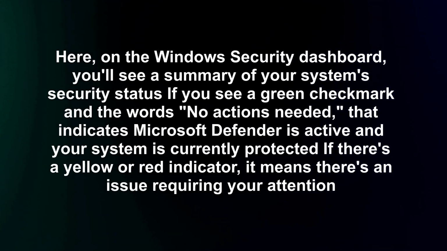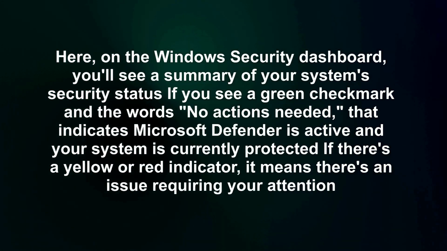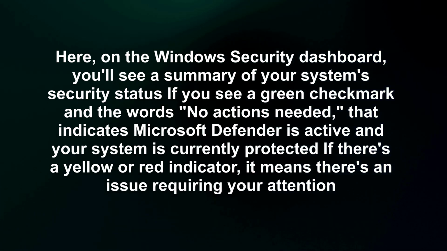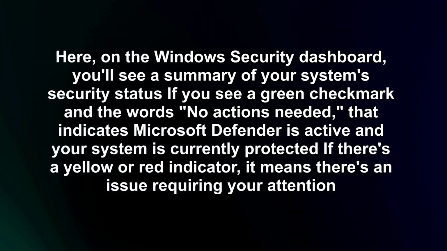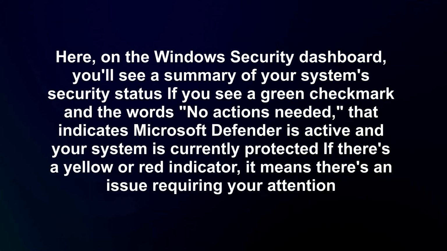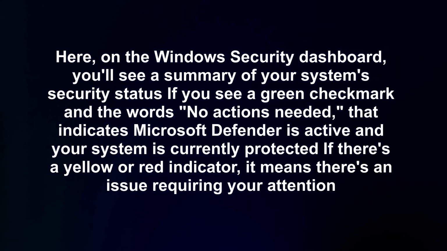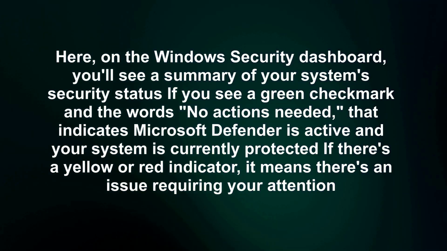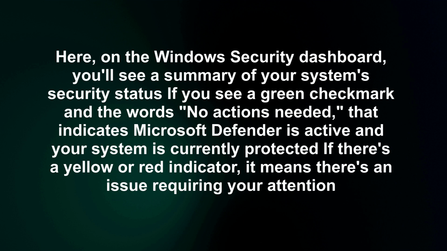Here, on the Windows Security Dashboard, you'll see a summary of your system's security status. If you see a green checkmark and the words "No actions needed," that indicates Microsoft Defender is active and your system is currently protected. If there's a yellow or red indicator, it means there's an issue requiring your attention.